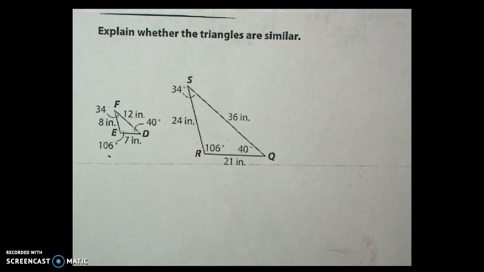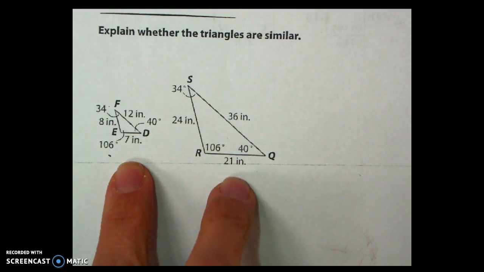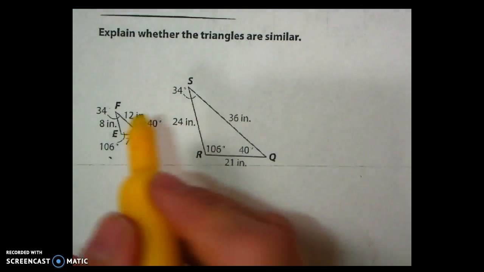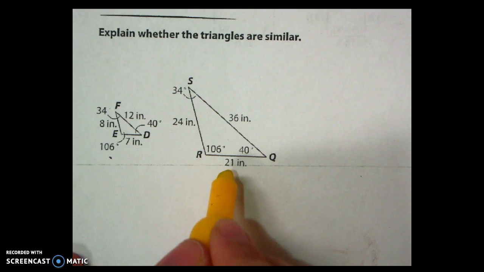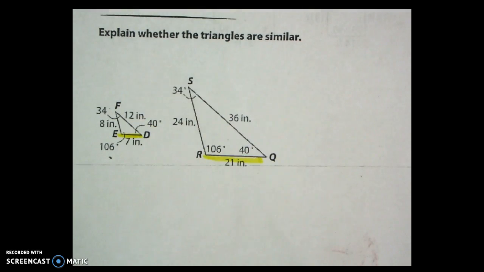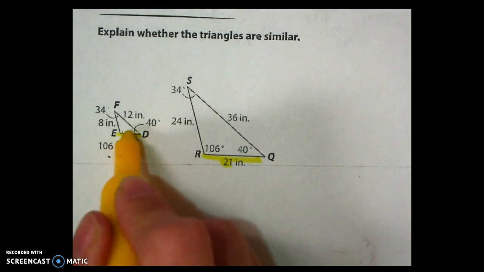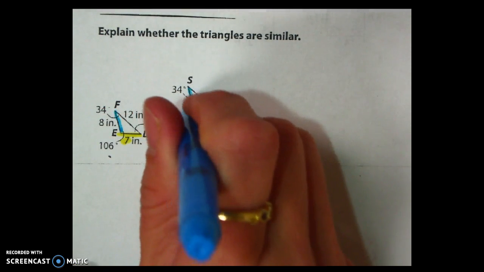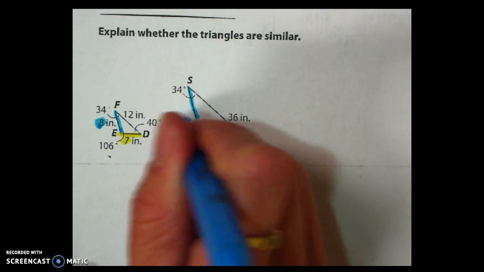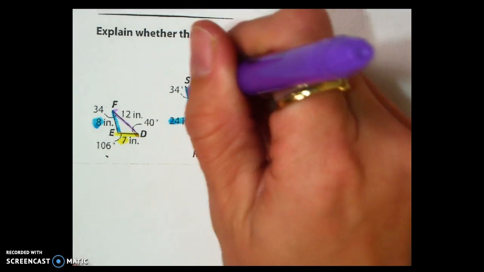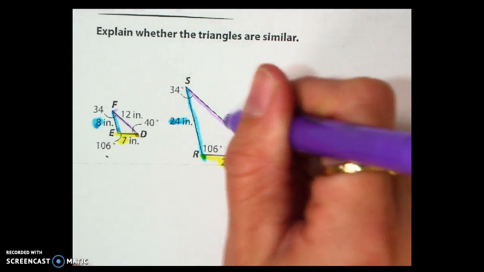So on this one, I'm wanting to know if these two triangles are similar. So it gives me all of the angles and it gives me all of the sides, and it's just wanting to know if they are similar or not. So they are turned the same way. So they are in the same position. So the bottom corresponds to the bottom, which is the 21 and the 7. This left side corresponds to the left side, which is your 8 and 24. And the 12 and the 36 correspond to each other.